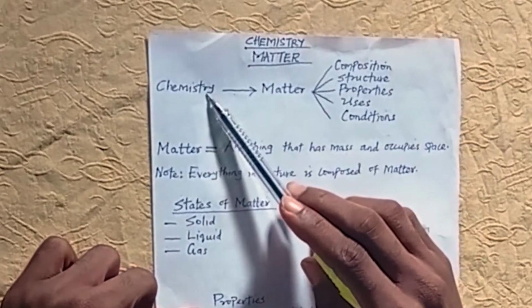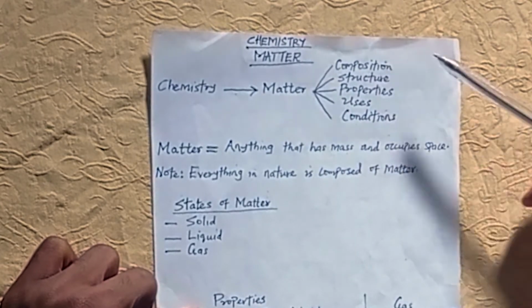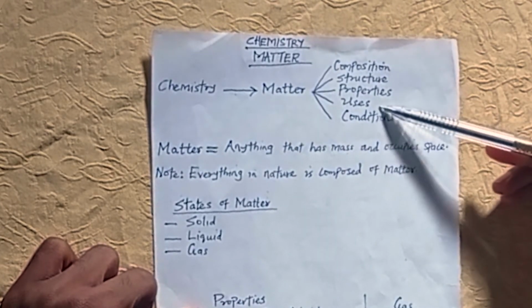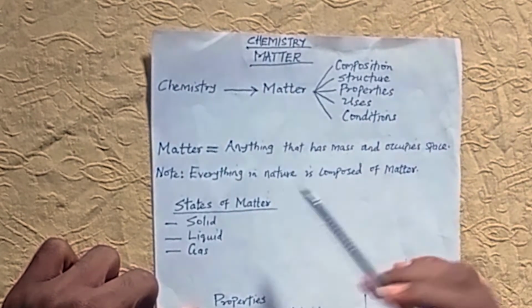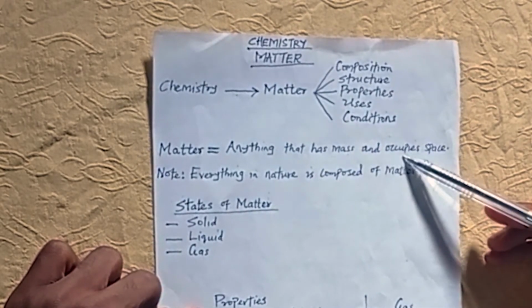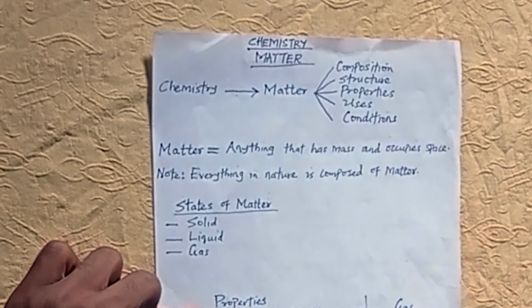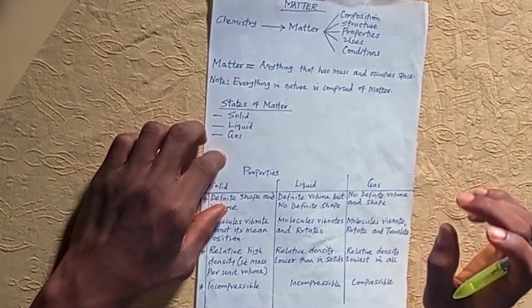What is chemistry talking about? Chemistry is a branch of science that has to do with matter, its composition, structure, properties, uses and conditions. Now, the key word there is matter. Like I defined earlier, I said matter is anything that has mass and occupies space. A very important word to take note of is the mass. And what is the mass of a substance? The mass of a substance is the amount of material that is present in that substance. Virtually everything in nature is composed of matter.